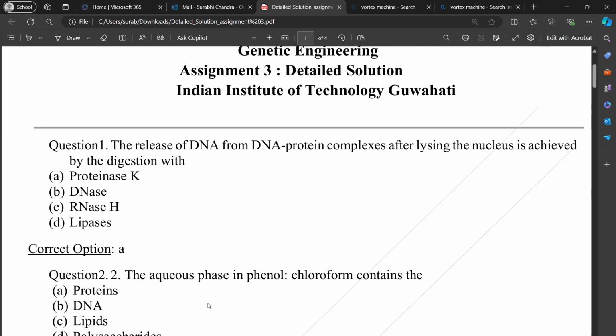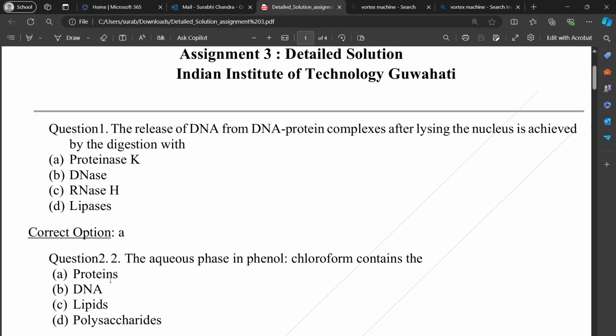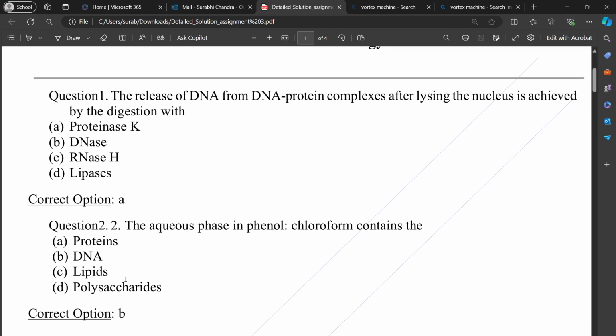Then the aqueous phase in phenol or phenol chloroform extraction contains what? If anyone can take a guess, or if anyone knows, this is what we use for extraction, right? We talked about DNA extraction and all. So what we are interested in is the aqueous phase, right? Which contains DNA, which is option B. Proteins will be ideally in the phenol phase, or organic phase.